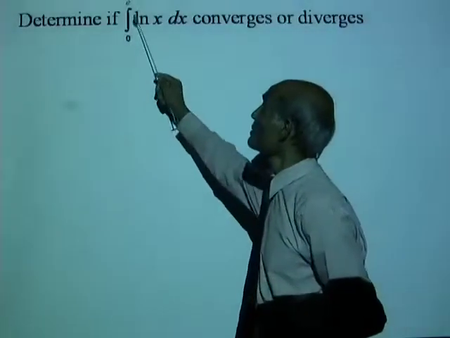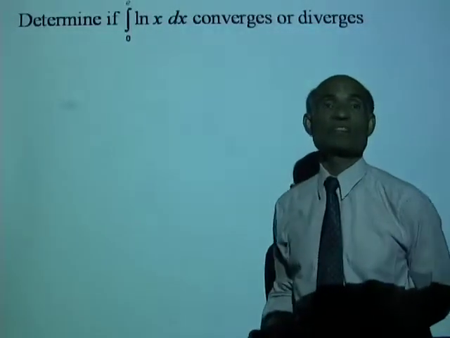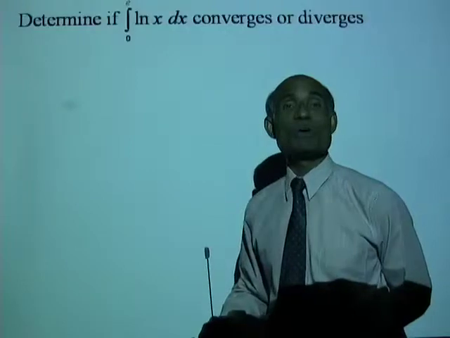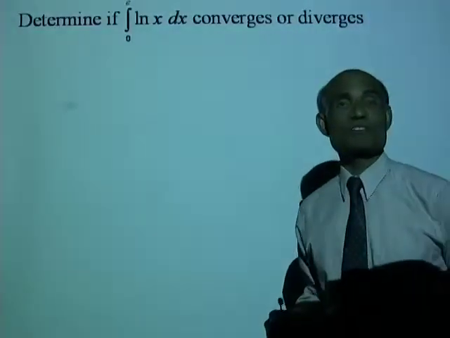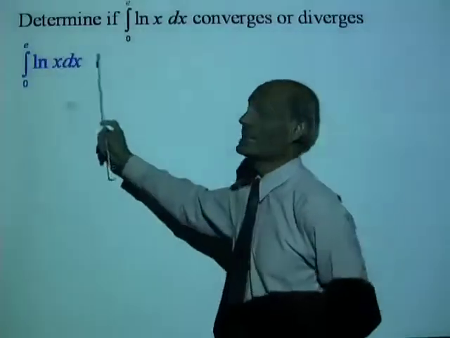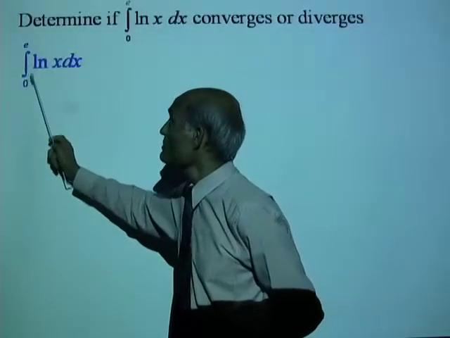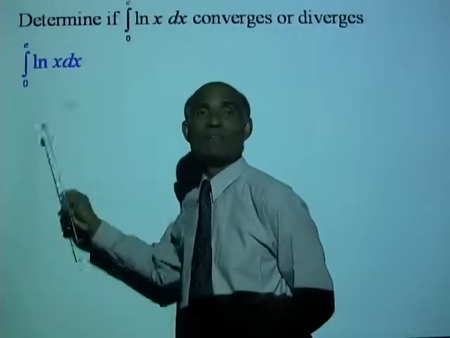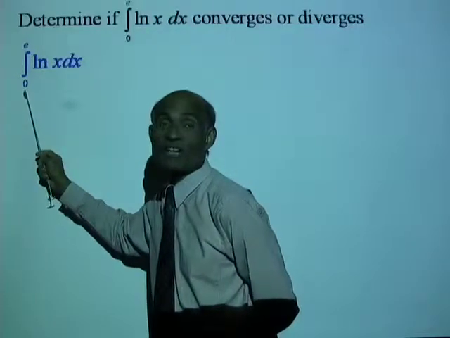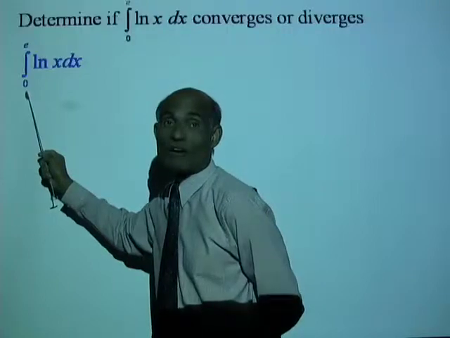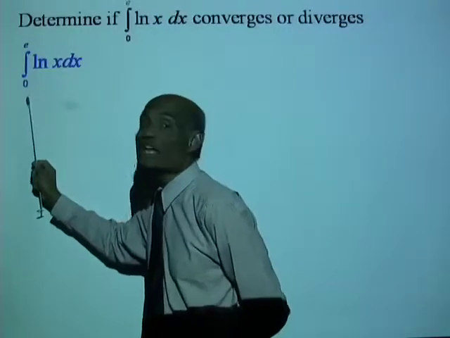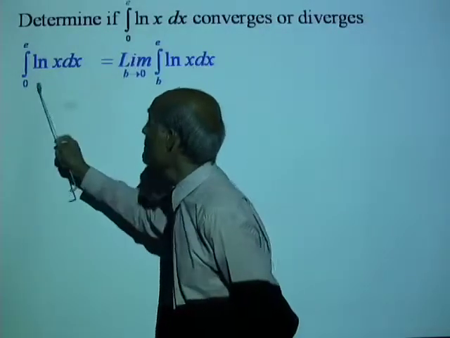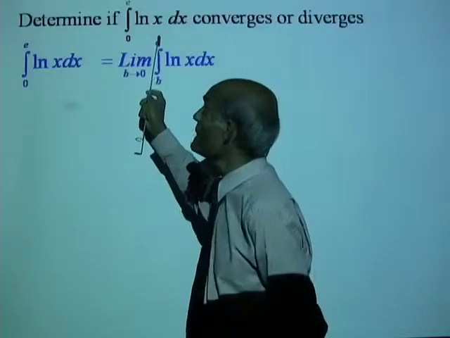Determine if the integral from 0 to e of ln x dx converges or diverges. Well, I think I gave it away already. I just showed it to you in the beginning of the class. Do you remember that? Alright, let's work with it. The integral from 0 to e of ln x dx can be written as, why is this improper anyway? Because ln x is undefined at x equal to 0. Therefore, we take the limit when b approaches 0. Is that right? So this is replaced as the limit as b approaches 0 of the integral from b to e.